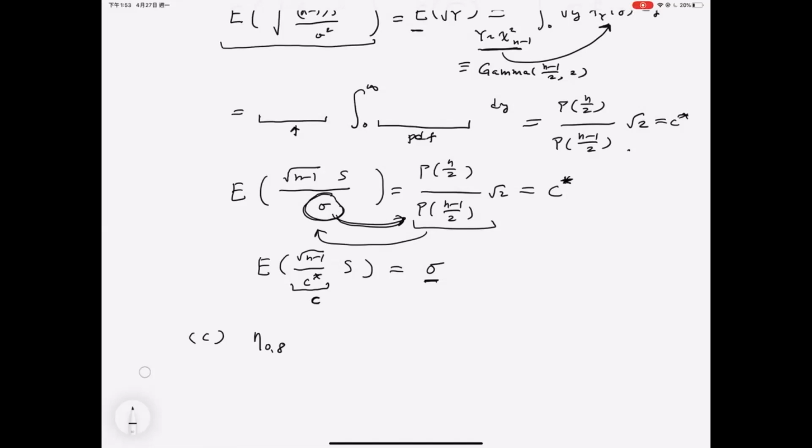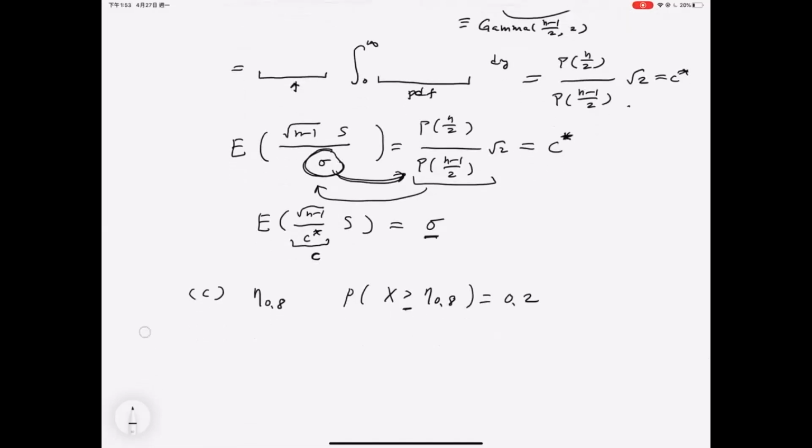Because X is normal, I'm trying to find the UMVUE of eta 0.8, which is the quantile. The probability that X is bigger than eta 0.8 is 0.2, because for the 80% quantile the right-hand side is 20%. So you are trying to find eta 0.8 as a function of mu and sigma squared, or sigma, either way. Since X follows normal mu, sigma squared, X minus mu divided by sigma is bigger than eta 0.8 minus mu divided by sigma; nothing changes, still 0.2.